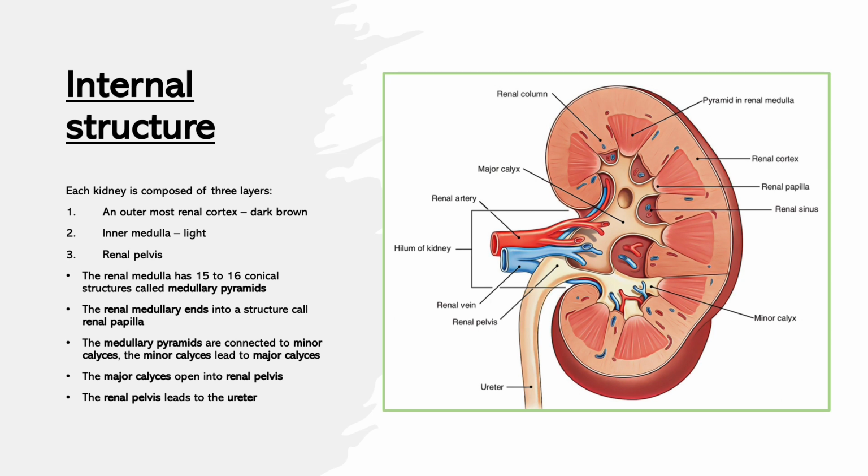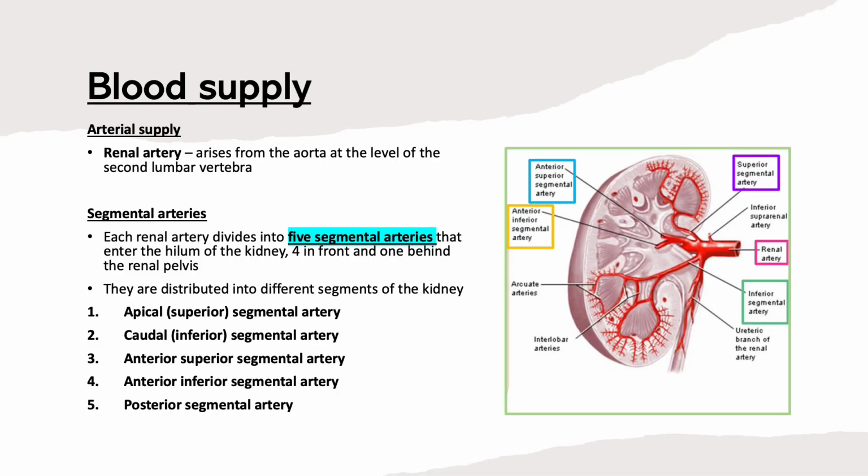The medullary pyramids are connected to minor calyces. The minor calyces lead to major calyces. The major calyces open into renal pelvis, and the renal pelvis then leads to the ureter. For arterial supply, they have renal arteries, which arise from the aorta at the level of the second lumbar vertebra.